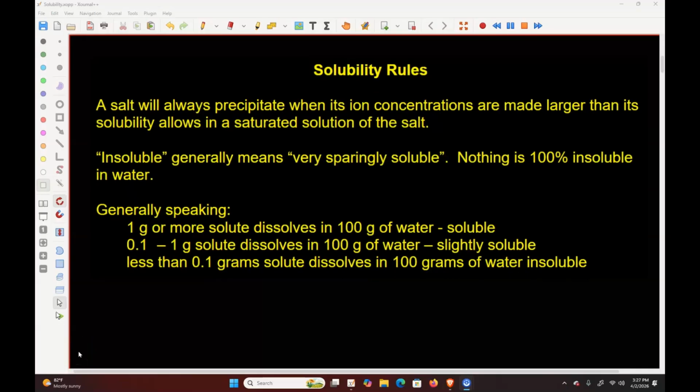All salts are not soluble in water. A salt will always precipitate when its ion concentrations are made larger than its solubility allows in a saturated solution of the salt.